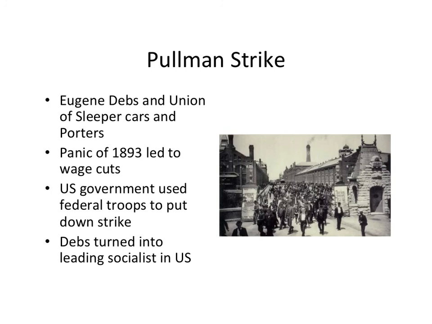During this time, we're also going to see a huge strike called the Pullman Strike. It was organized by a man that you need to get yourselves acquainted with, Eugene Debs. He becomes the leading socialist in the United States at the time. He was the president of the American Railway Union. He helped organize a lot of people that worked for George Pullman making the sleeping car. The Panic of 1893 led to wage cuts by George Pullman. So the U.S. government used federal troops to put down the Pullman Strike.